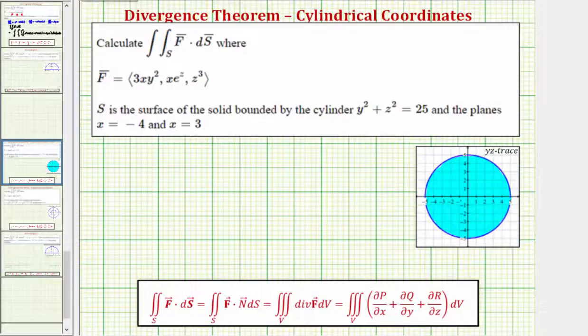looking at the vector field F and our formula, P equals 3xy squared, Q equals x e to the z, and R equals z to the third. So let's go ahead and find these partial derivatives. So the partial of P with respect to x is equal to the derivative of 3xy squared with respect to x, that'd be 3y squared.